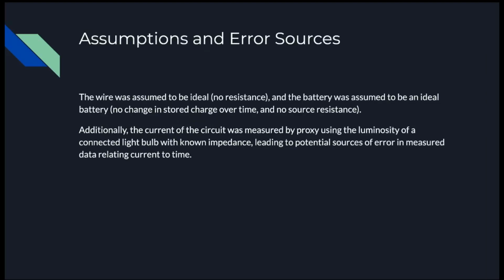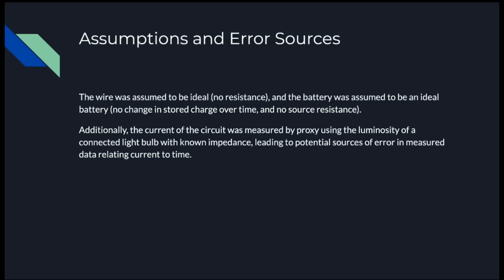Some assumptions and sources of error. Firstly, the wire and battery were both assumed to be ideal, meaning they had no resistance in those components, as well as the battery having no change in its charge stored over time. So obviously those two things don't occur in nature. So those were sources of error, but very small amounts of error.